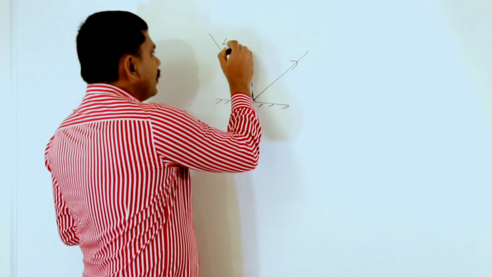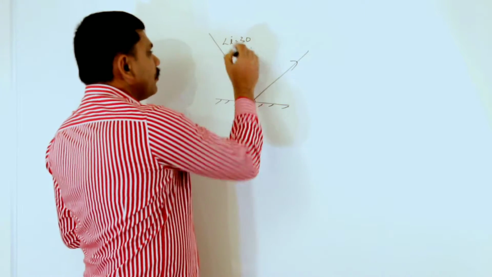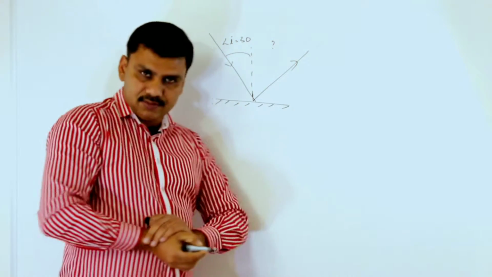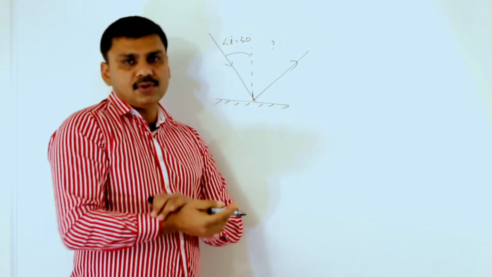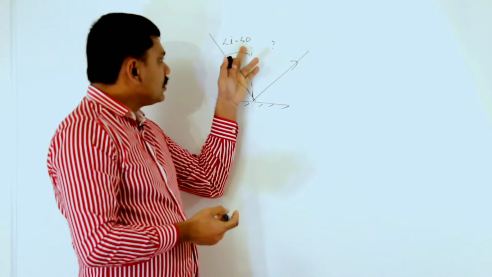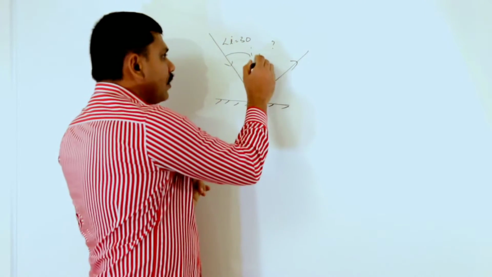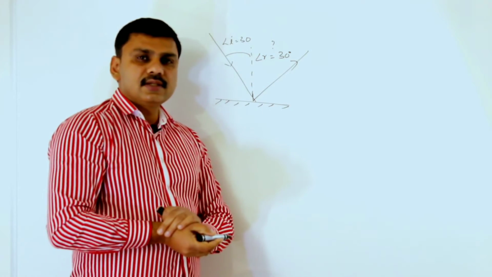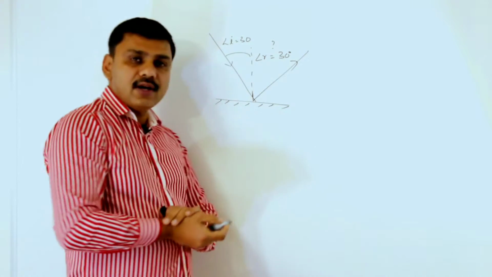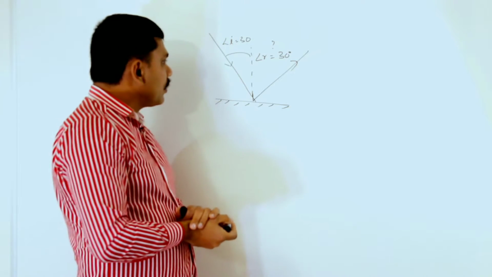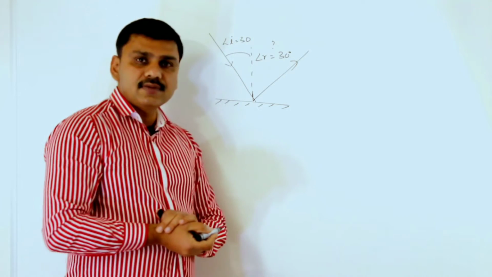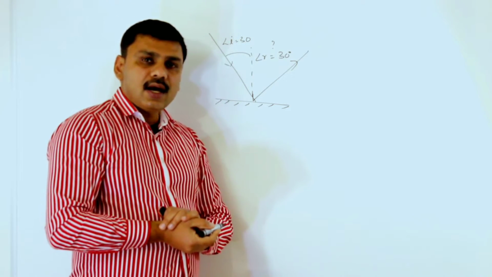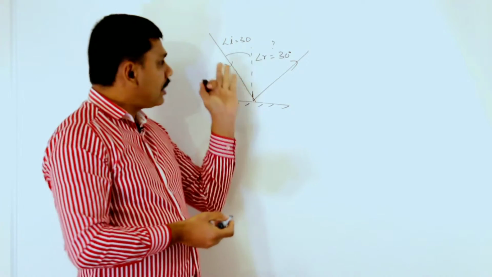If the angle of incidence is 30 degree, what will be the angle of reflection? It's a direct question. Angle of incidence is 30 degree, so the angle of reflection is also 30 degree. It is one of the characteristics of regular reflection. So in the case of regular reflection, the angle of incidence will be equal to the angle of reflection.